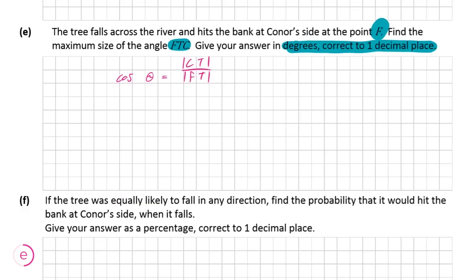So we have cos theta is equal to CT over FT, and we said that the angle will be at a maximum when the entire tree lies between the two banks of the river. So the tree just about falls at the edge of the river, and that is the point F, which means that FT can be written as TE. But we also know that TE from part A is equal to root 3 times CT, which means we now have root 3 times CT on the bottom of the fraction, and of course we can cancel our CT on top and bottom. That gives 1 over root 3 as the value of cos theta, which means all we've got left to find is the cos inverse of 1 over root 3.